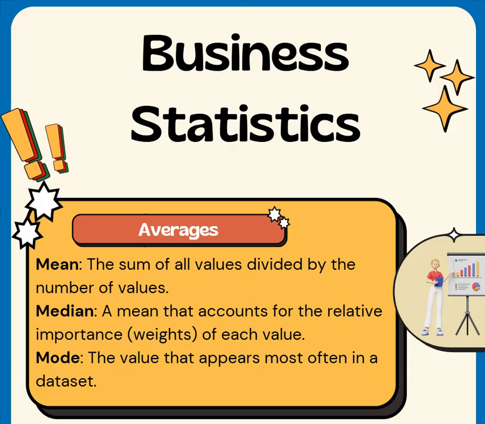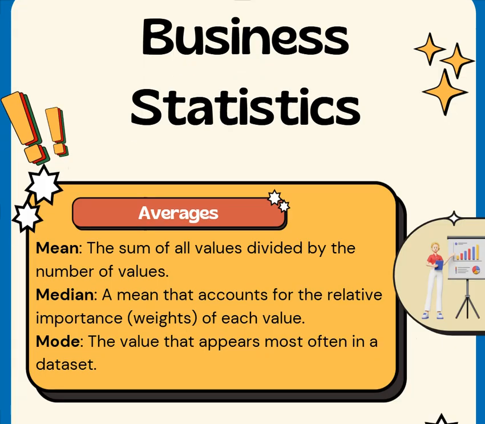We also have the median and the mode. The mode is the value that occurs the most often in a data set. And then the median is the middle value when all of your numbers are sorted in order, so it's the one directly in the middle.